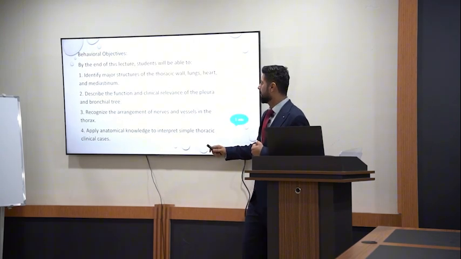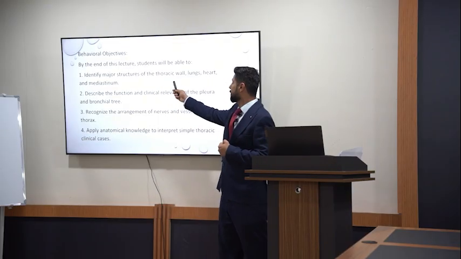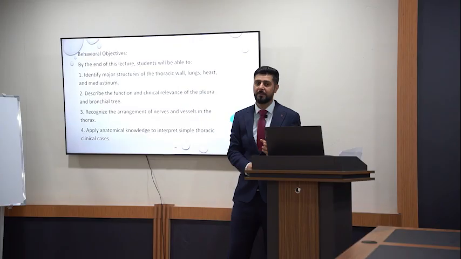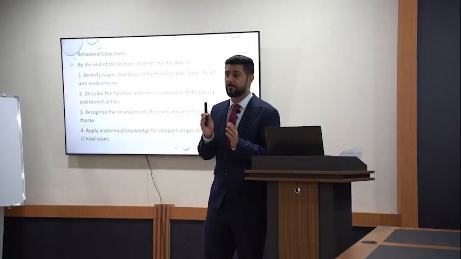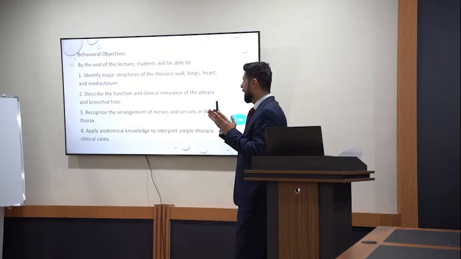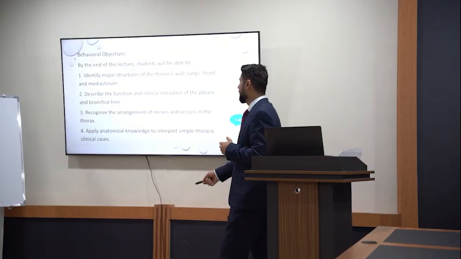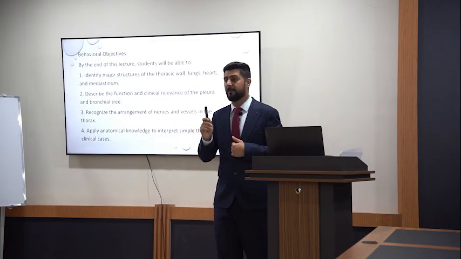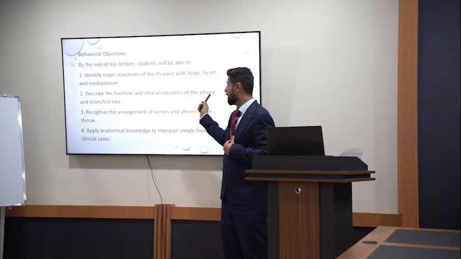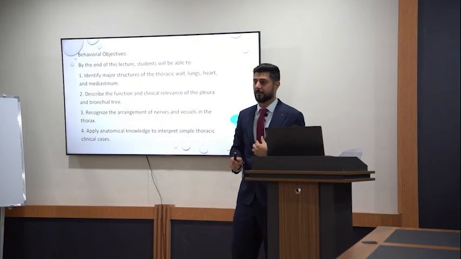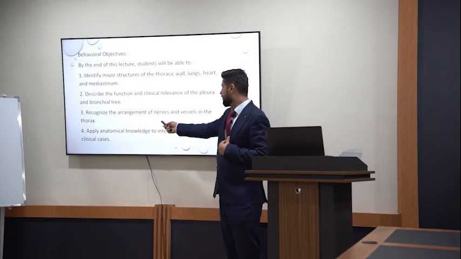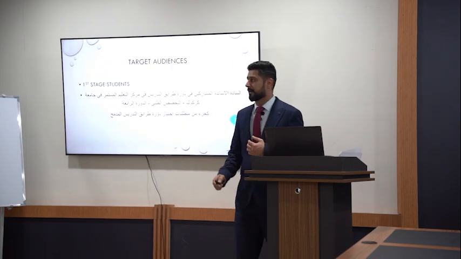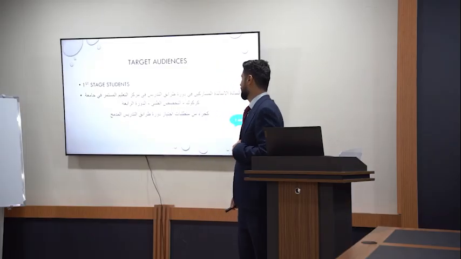Behavioral objective: identify the major structures of the thoracic wall, as you said, Doctora, and the lungs, heart, and the mediastinum. It's important to know the components and their relationship and function, and the clinical relevance of the pleura, because it's very, very important to know, and the pleura and the tracheobronchial tree, and the arrangement of the nerves and vessels, and knowledge for interpretation in thoracic clinical cases in other lectures, inshallah.